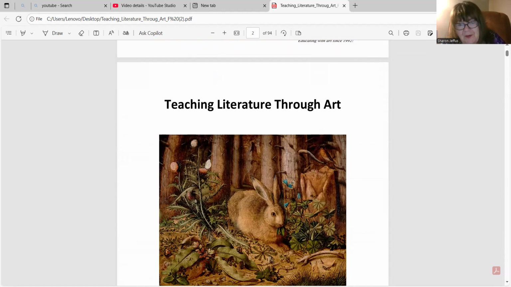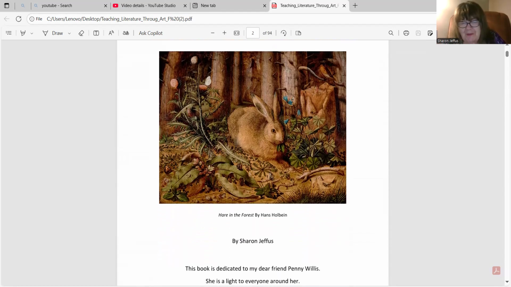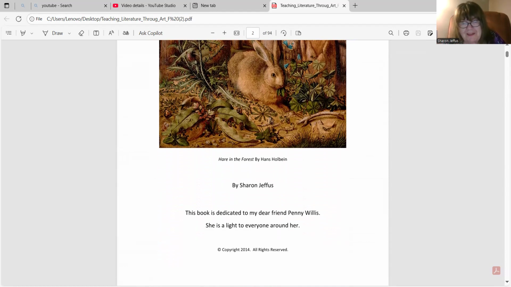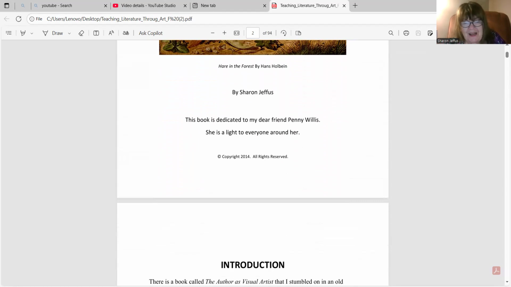Of course, Hans Holbein, Hare in the Forest. I love this picture. And I'm doing a number series for children, for little ones. And of course, this is going to be part of it because number 10 is rabbits.